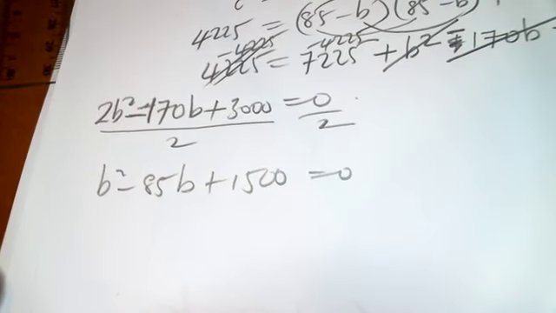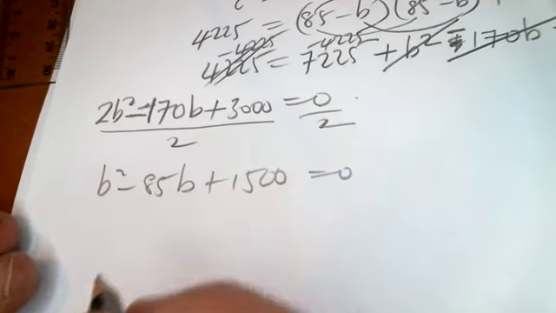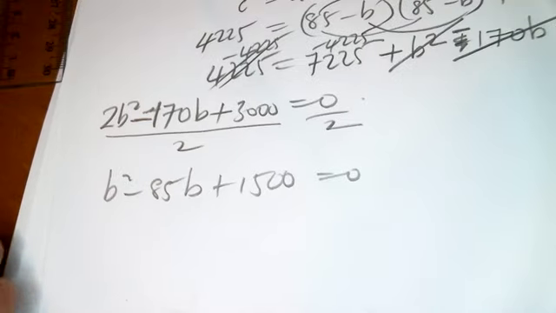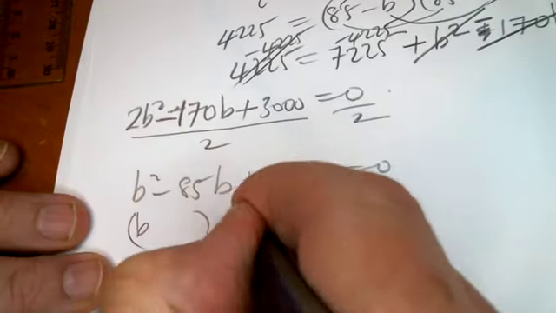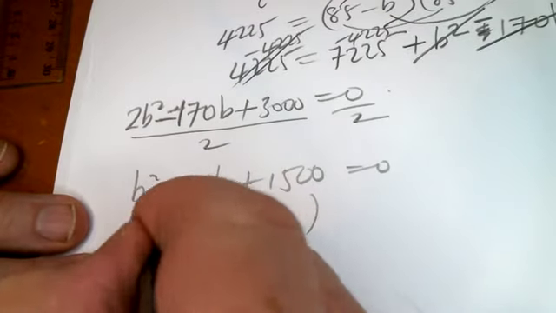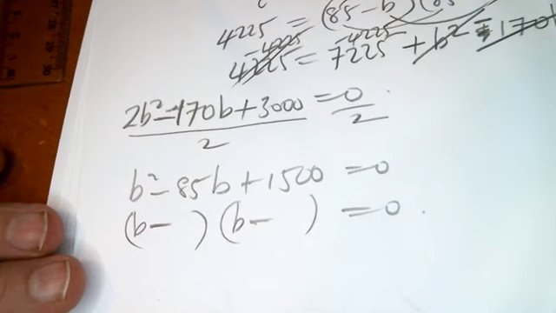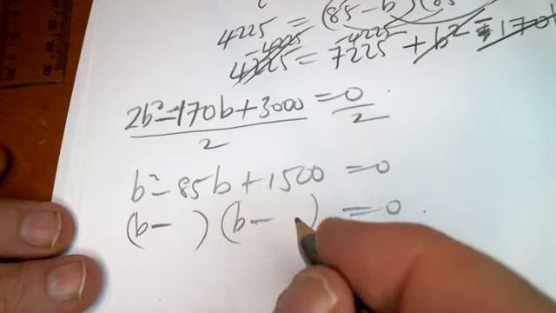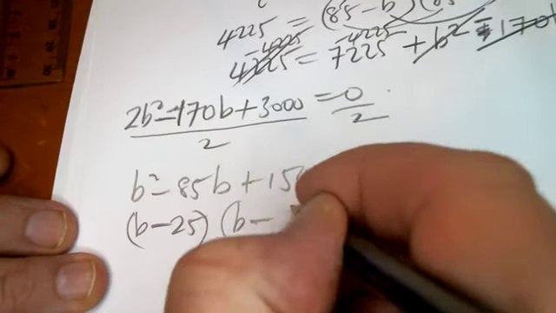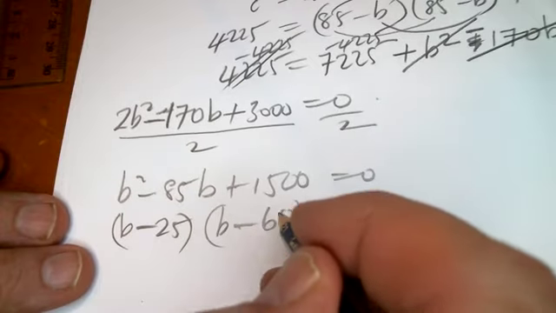All right. So we're looking for factors of 1,500 that add or subtract to give 85. So let's factorize that, knowing that. So I've got a b and a b. Signs are the same. They're both going to be negative, and the whole thing equals 0. So what would that be? 85 and 600. 25 and 60 should do it. 65. Yes, that would be good.